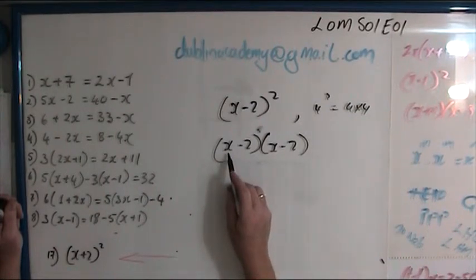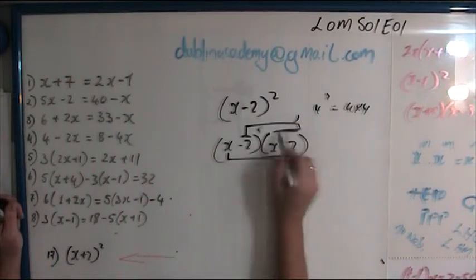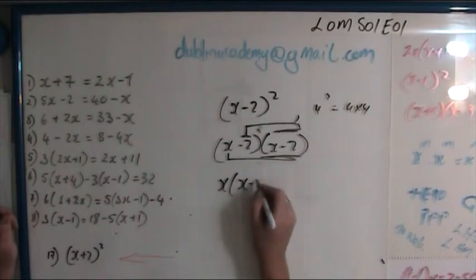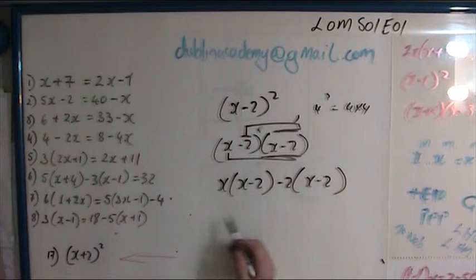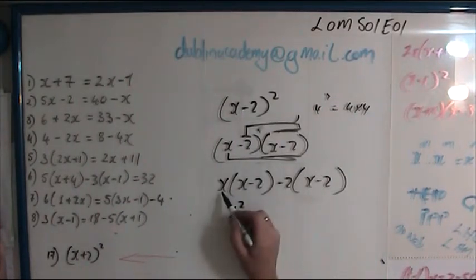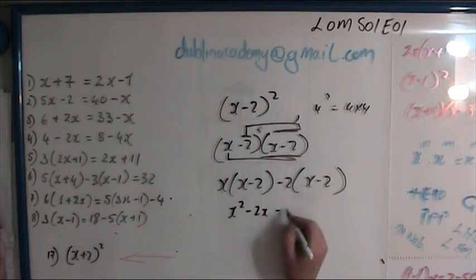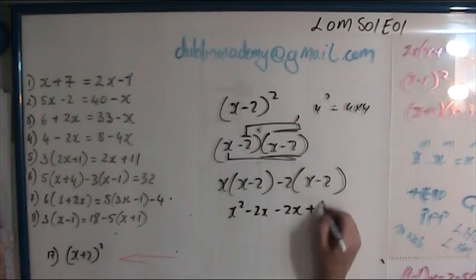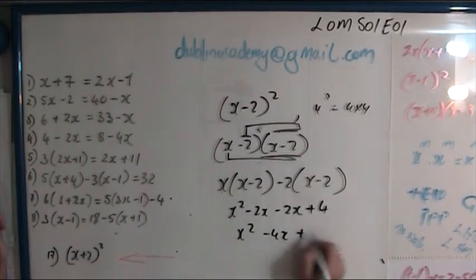I multiply the x by all of this, and I multiply the minus 2 by all of this. So let's go x by x minus 2, minus 2 by x minus 2, and I multiply them out. So I've got x by x is x squared. You should be doing this along with me. x by minus 2 is minus 2x. Minus by a plus is minus 2x. Minus by a minus is a plus. 2 2s are 4. So you've got x squared minus 4x plus 4.